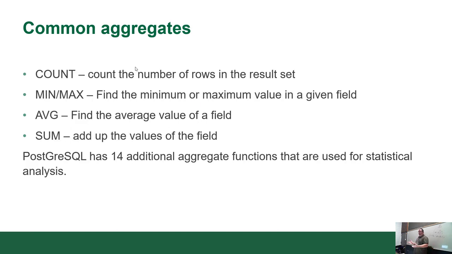So, common aggregates. The most common ones you'll see is count, which lets you count the number of rows. Min max, which finds the minimum or the maximum values. AVG, which finds the average value of a field. So if you have 30 entries, and there's varying numbers in there, you give it average, it gives you an average of those values. Sum lets you add stuff up. Now those are the most common ones people use.